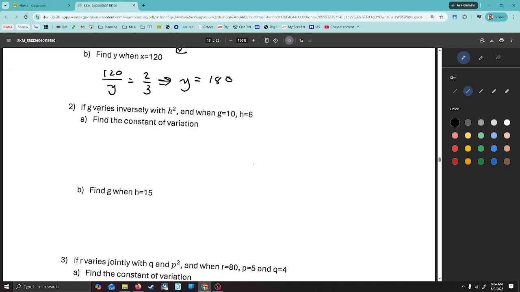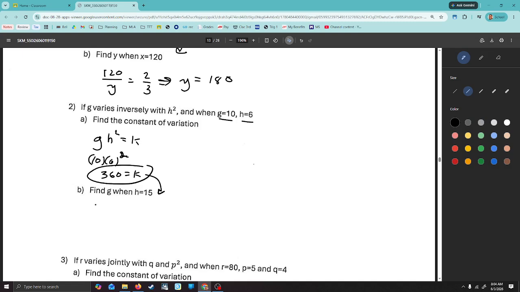All right, g varies inversely with h squared. So g varies inversely. So g times h squared equals k. And when g is 10, h is 6. So 6 squared. So that's going to be 36 times 10, 360. 360 equals k. Again, we use it for the next question.